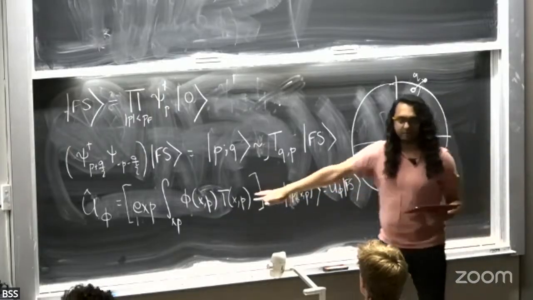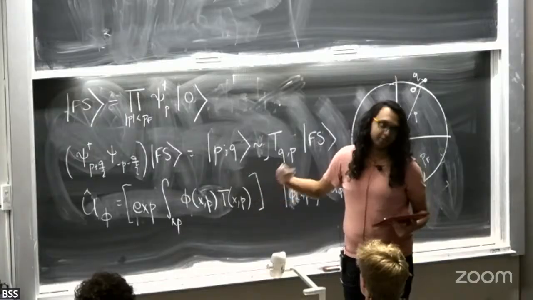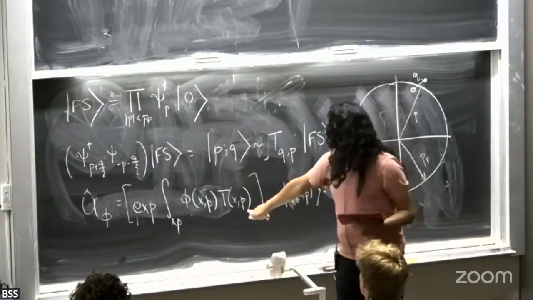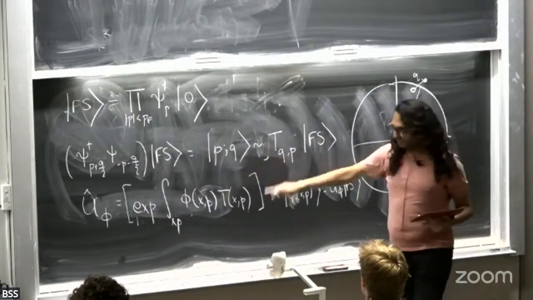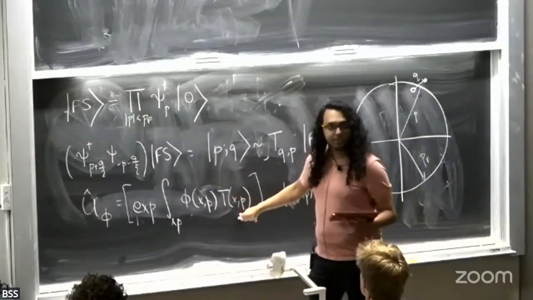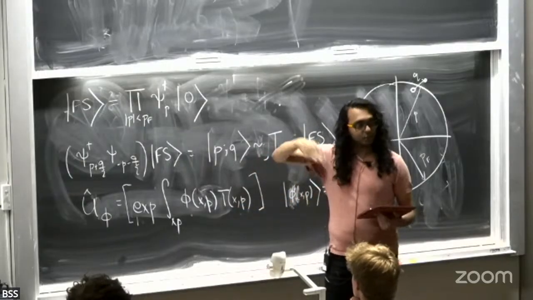So let's try and figure out what this means. The first term in the expansion of this exponential is just 1, so it's the Fermi sea. The second term is this, so it's a single particle-hole state. The third term is the square of this object, so it's a state that contains two particle-hole pairs, and so on and so forth.